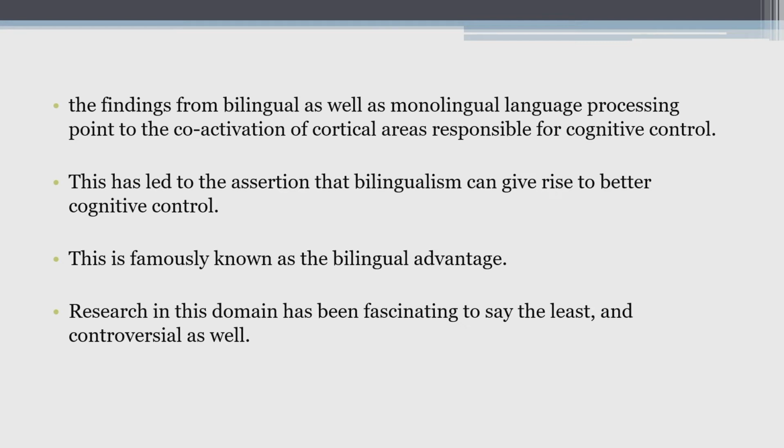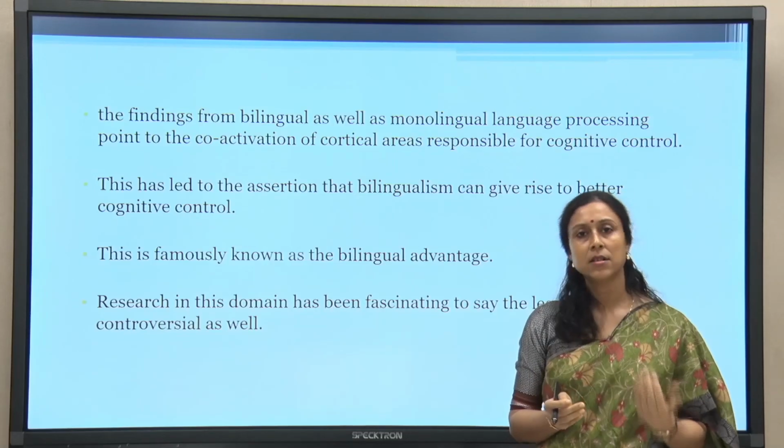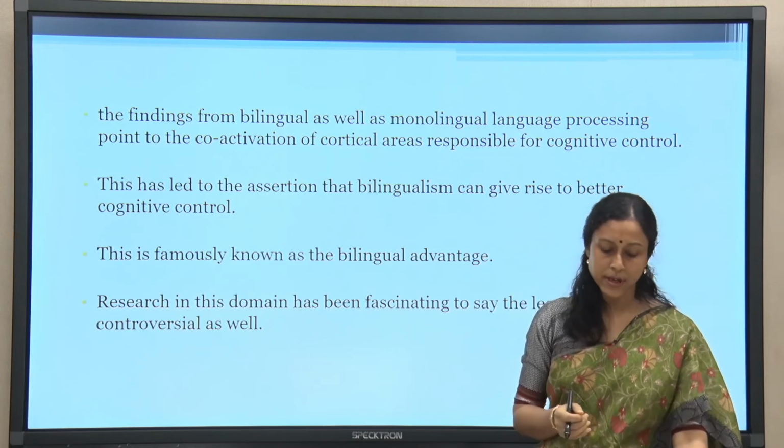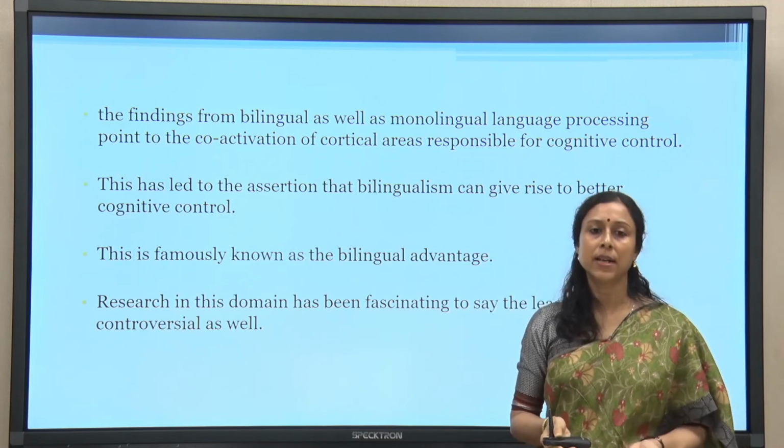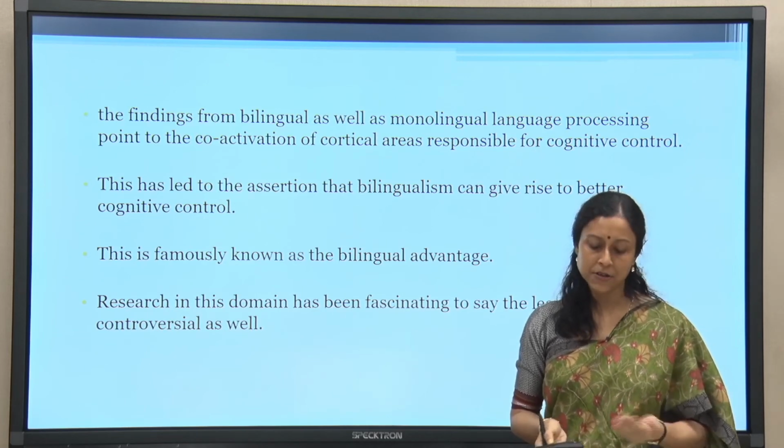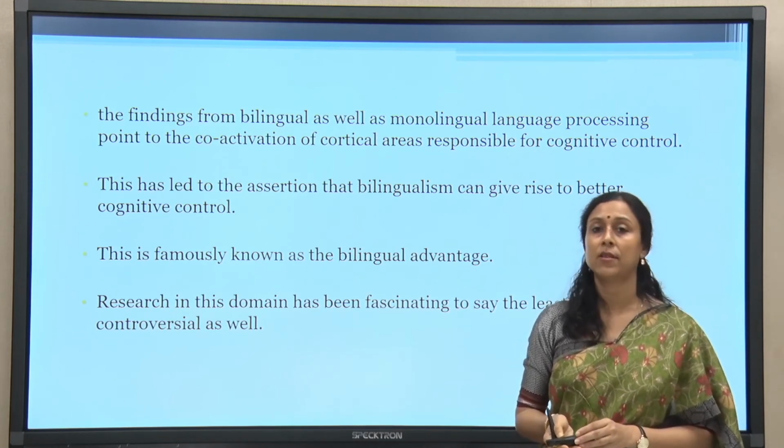The bilingual advantage question, or the debate, has been a very hot topic within bilingualism research. This basically talks about a particular kind of advantage that bilinguals may have over monolinguals. Now, the findings from bilingual as well as monolingual language processing point to the fact that co-activation happens between language processing and general purpose cognitive control neural networks. So, this led to the belief that bilingualism gives rise to better cognitive control.